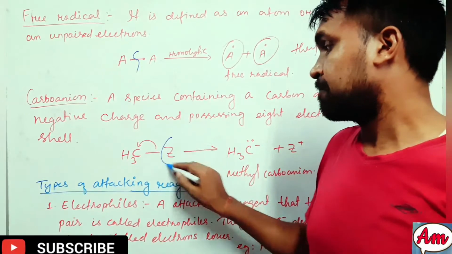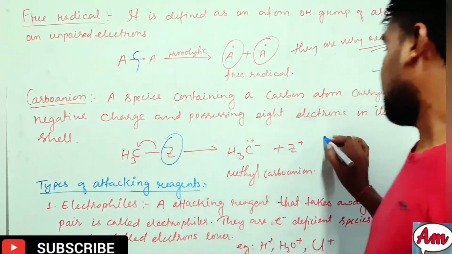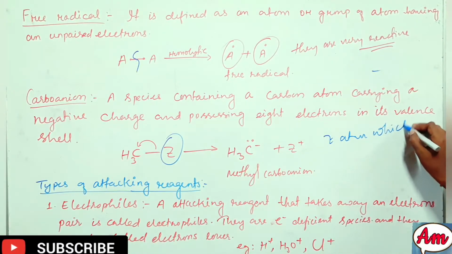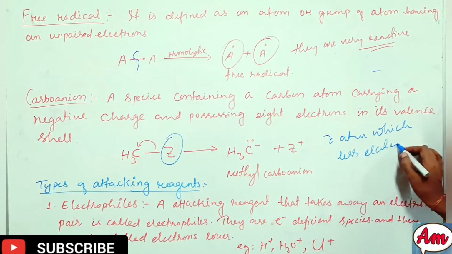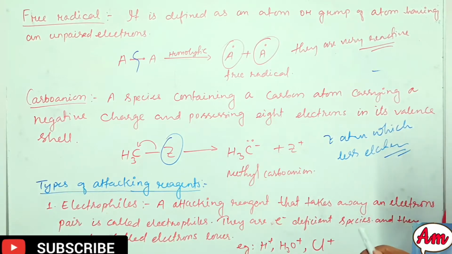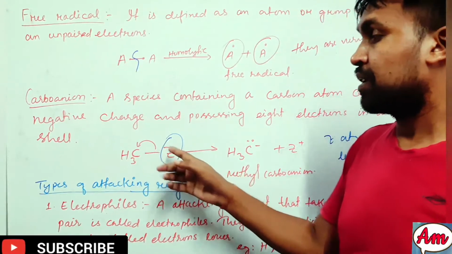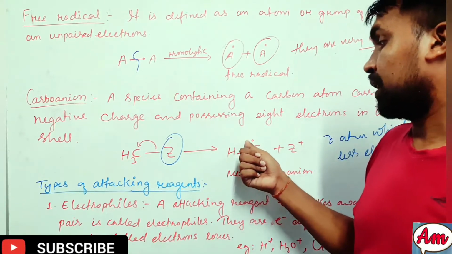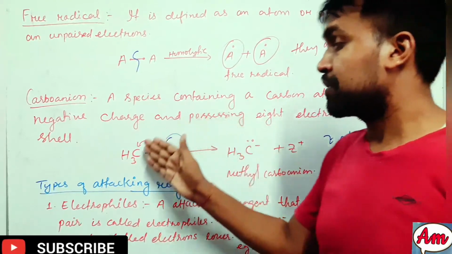Now you can see here CH3, and this is bonded with Z. Z can be any atom which is less electronegative than carbon. So when the bond is broken, what will happen? The electrons will be shifted towards the carbon. So the carbon will get the 2 electrons, because one bond is broken means 2 electrons are there. The 2 electrons will be shifted to whom?